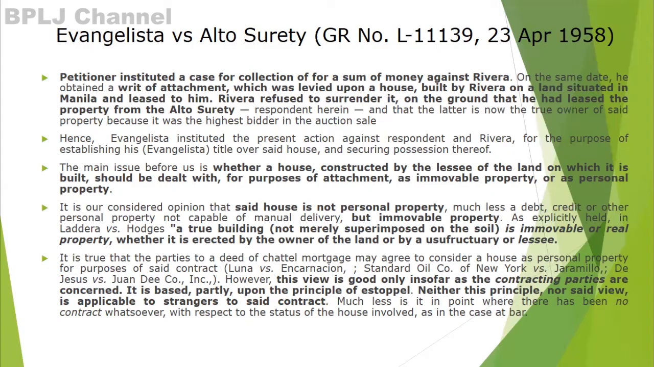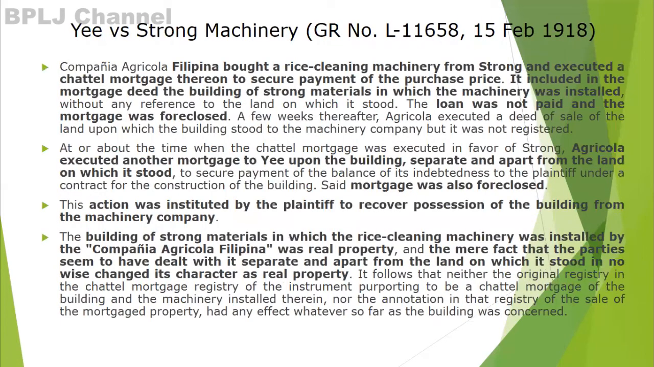So another case is Yi versus Strong Machinery. So far, we have learned that the parties can stipulate that a property which is immovable by nature be treated as personal property. The parties can still treat it as personal property by stipulation. And they are bound because of the principle of estoppel. The contract is the law between the parties.